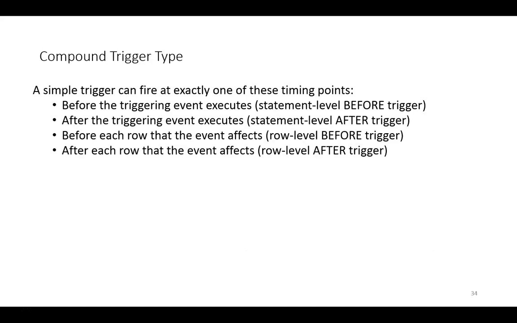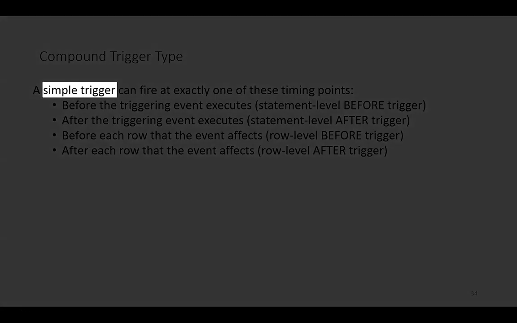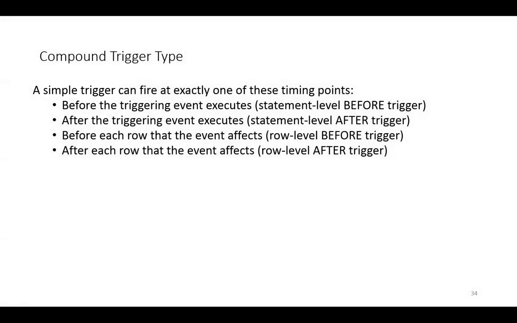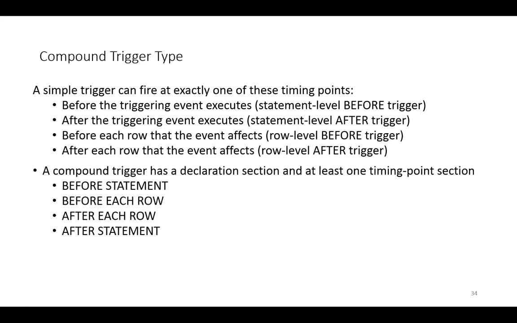The triggers we've been referring to thus far could be called simple triggers. They fire at exactly one of the timing points we've described: before the triggering event executes, after the triggering event executes, before each row affected by the event, or after each row affected by the event. With a compound trigger, it's a bit different. A compound trigger has potentially 4 distinct sections associated with the 4 timing points.